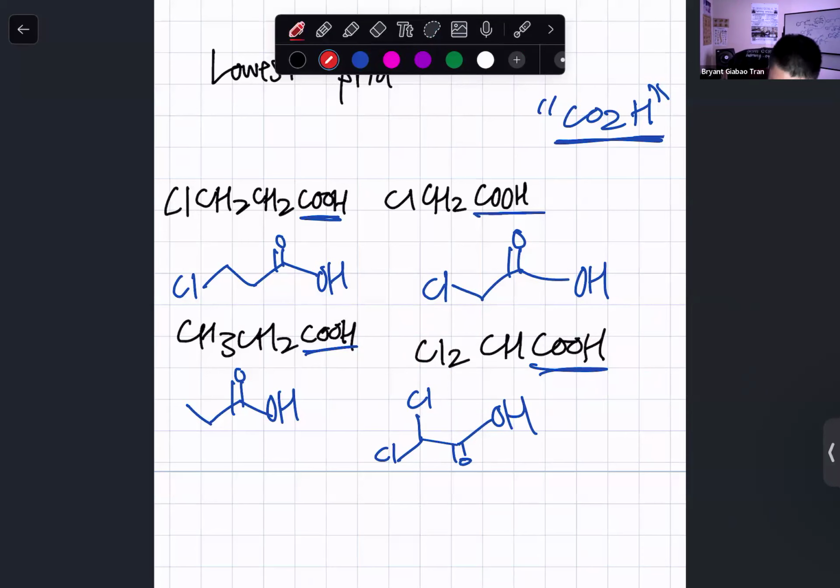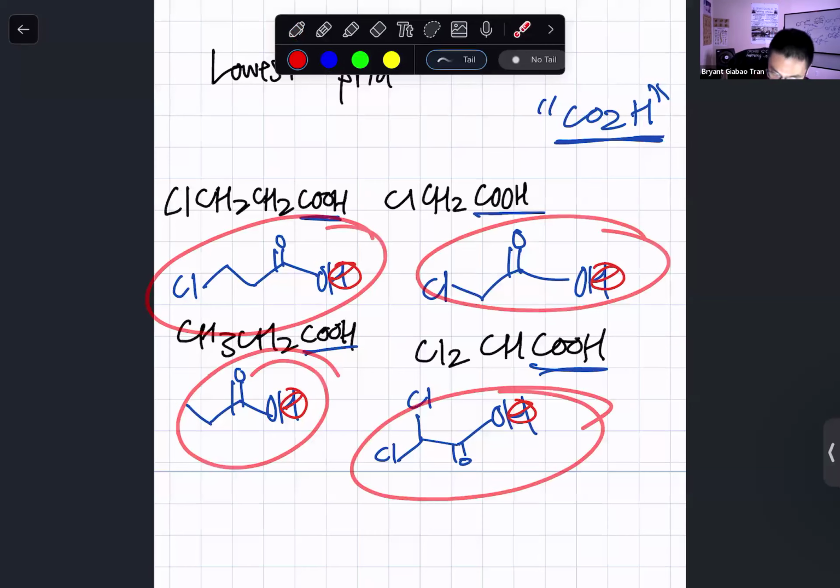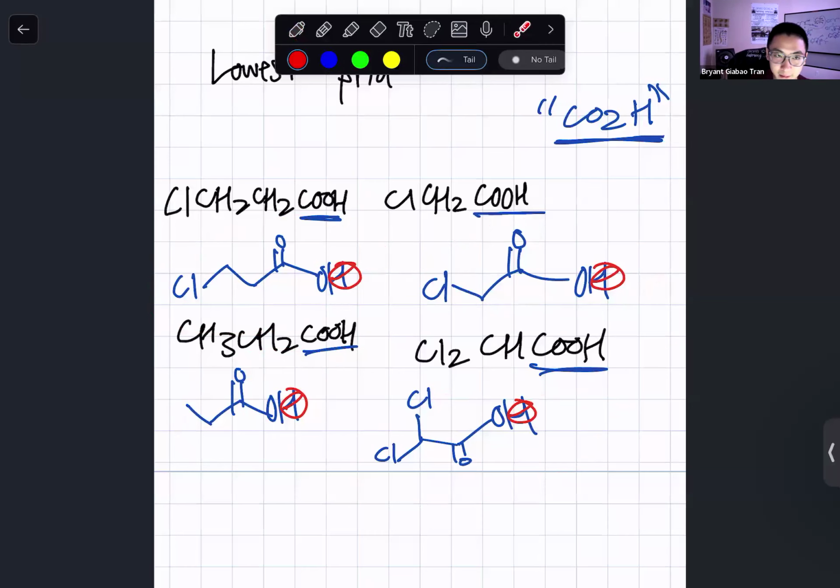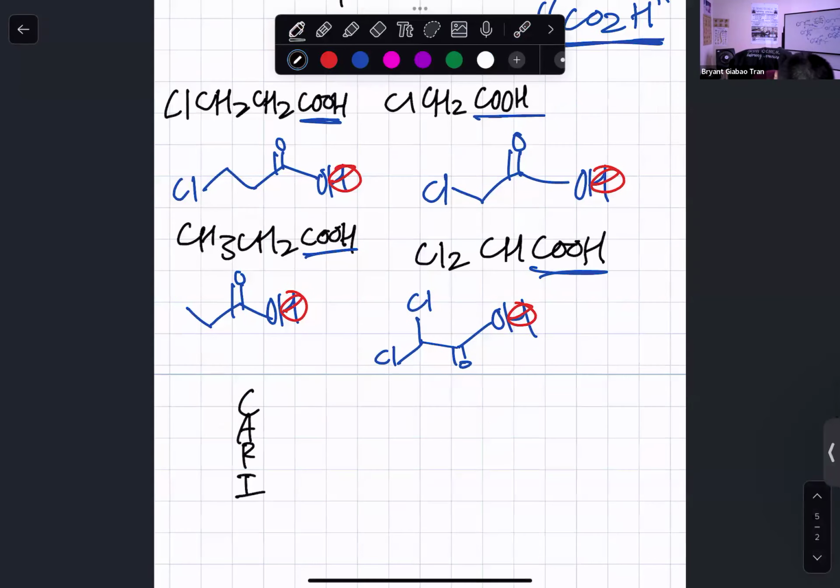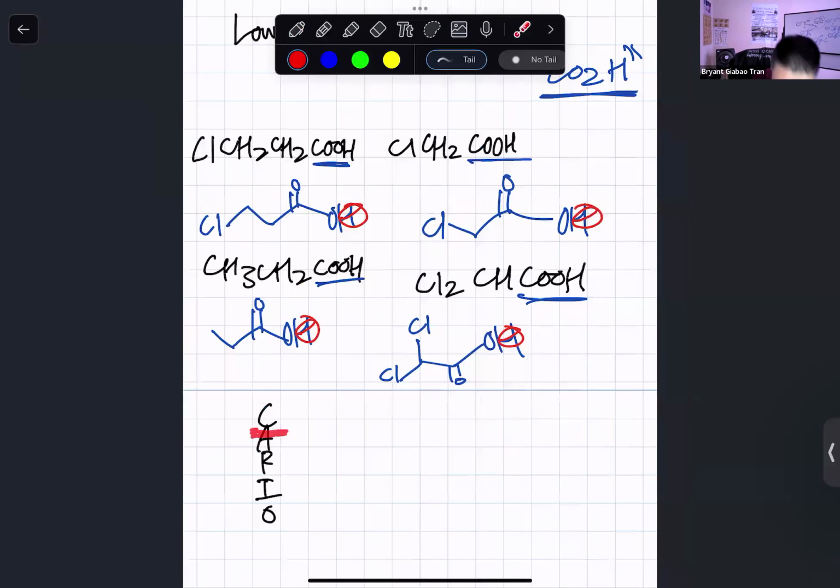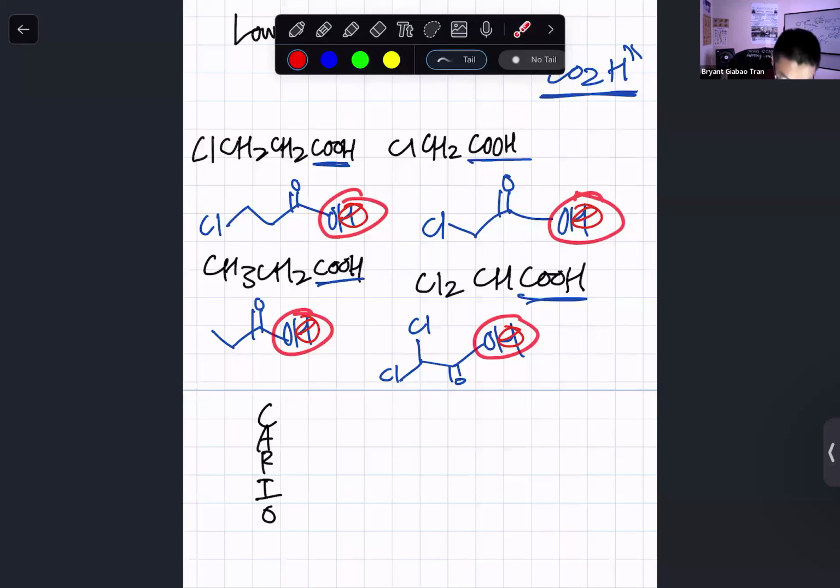First thing you do, draw the conjugate bases, right? Imagine some bases around to deprotonate the carboxylic acid to get these conjugate bases right here, the carboxylate. Then we look at which conjugate base is more stable using CARIO. So C stands for the charge. Neutral charges are going to be more stable than charged molecules. All of these conjugate bases here are negatively charged. They have the same charge. So we ignore that first factor.